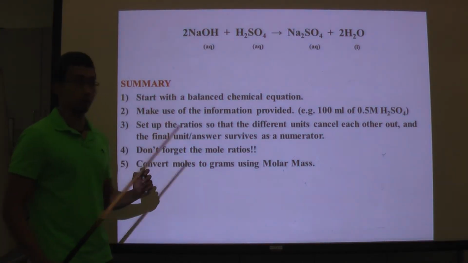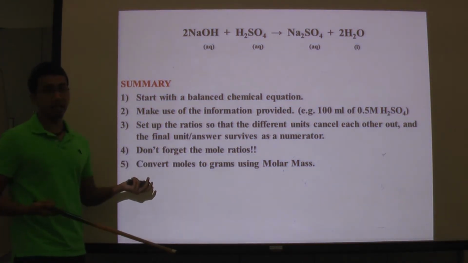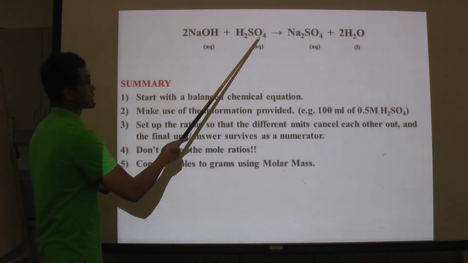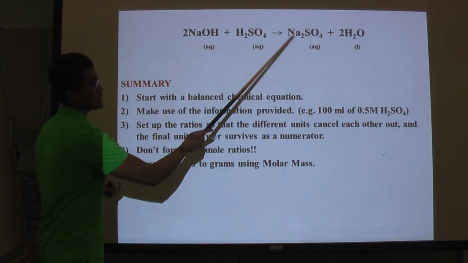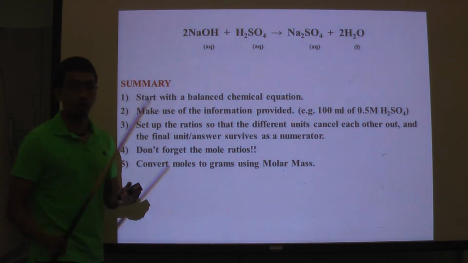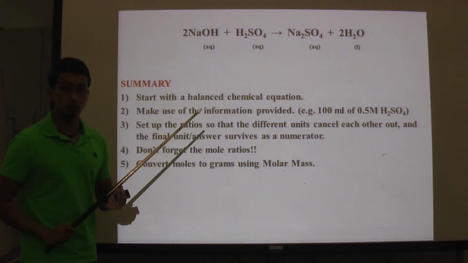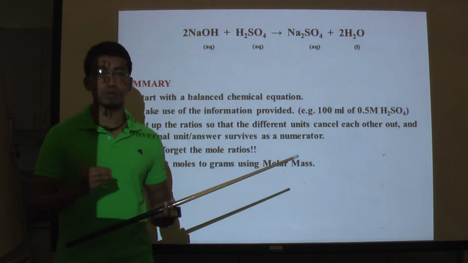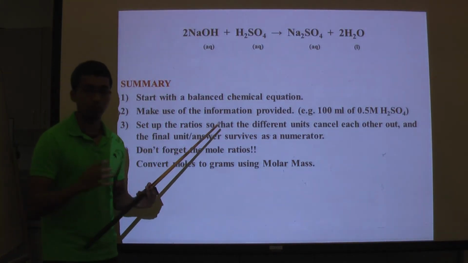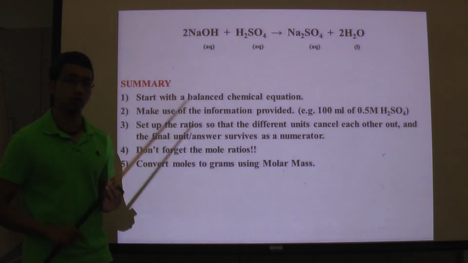We should not forget about the mole ratios. Mole ratio is very, very important. In many cases, mole ratio is 1 to 1. In this case, 1 mole of sulfuric acid versus 1 mole of sodium sulfate. However, 1 mole of sulfuric acid is equivalent to 2 moles of sodium hydroxide. So that will skew the results. If we don't consider that, we will actually get the wrong answer. So make sure that you consider the mole ratios.